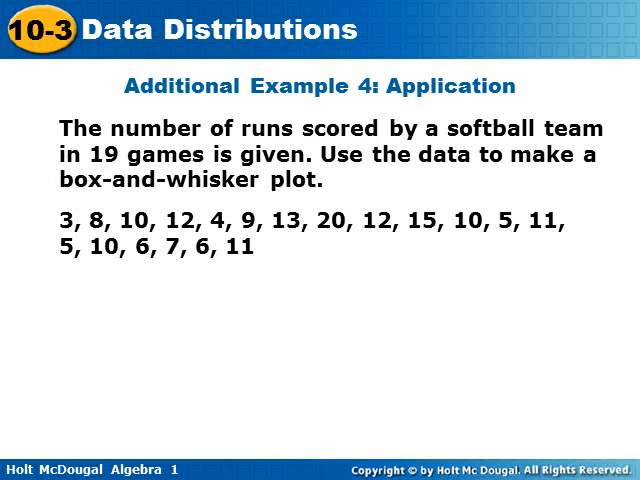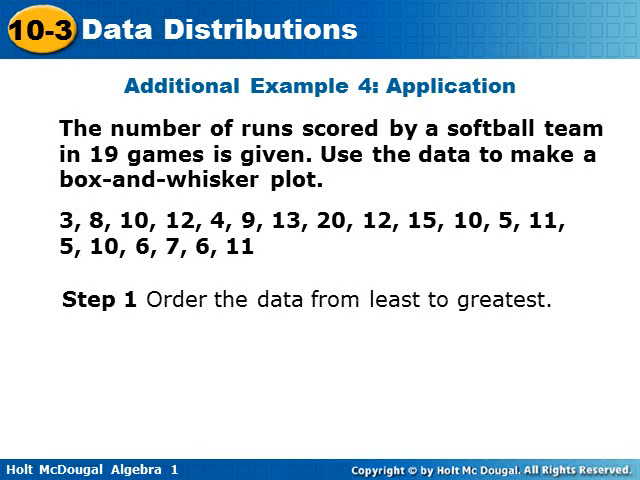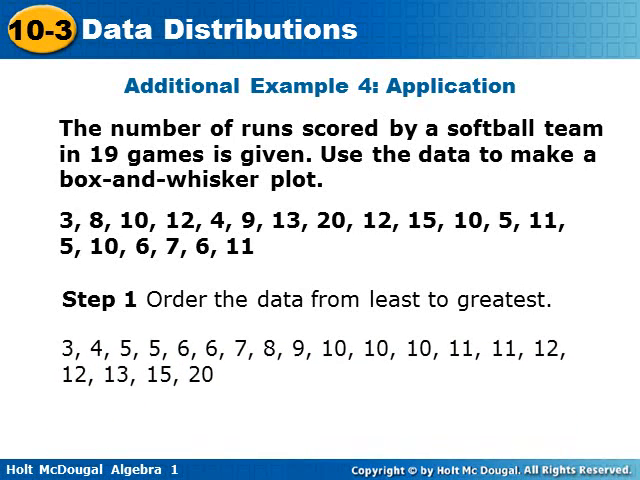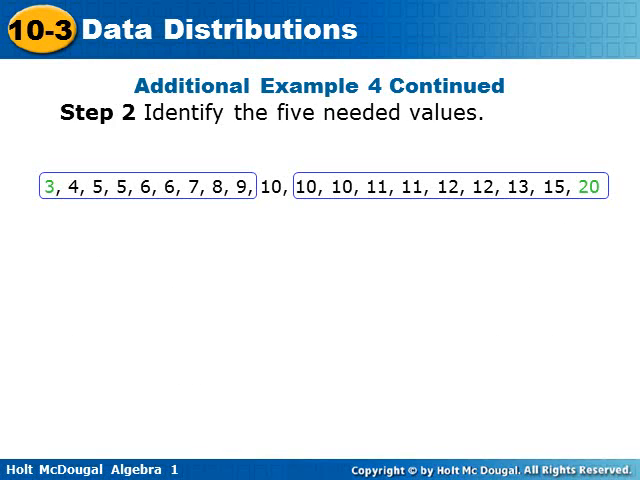3, 8, 10, 12, 4, 9, 13, 20, 12, 15, 10, 5, 11, 5, 10, 6, 7, 6, and 11. Step 1, order the data from least to greatest. So we have 3, 4, 5, 5, 6, 6, 7, 8, 9, 10, 10, 10, 11, 11, 12, 12, 13, 15, and 20. Step 2, identify the 5 needed values.